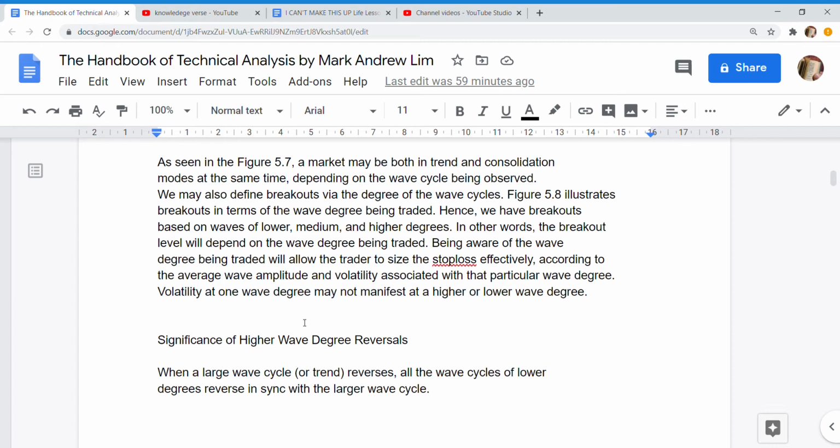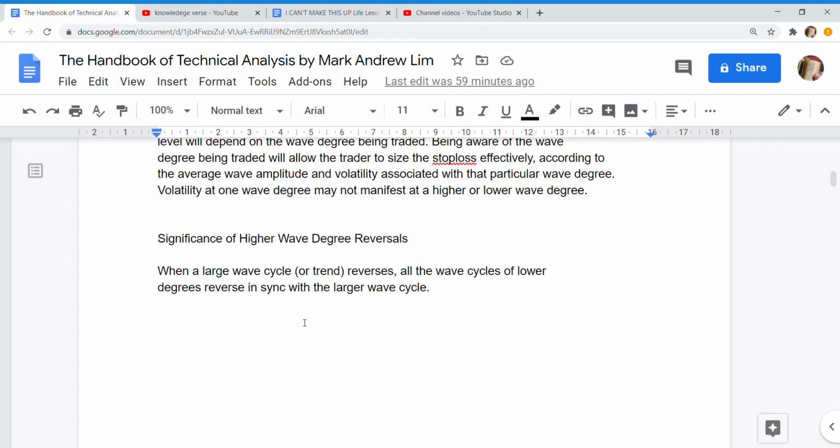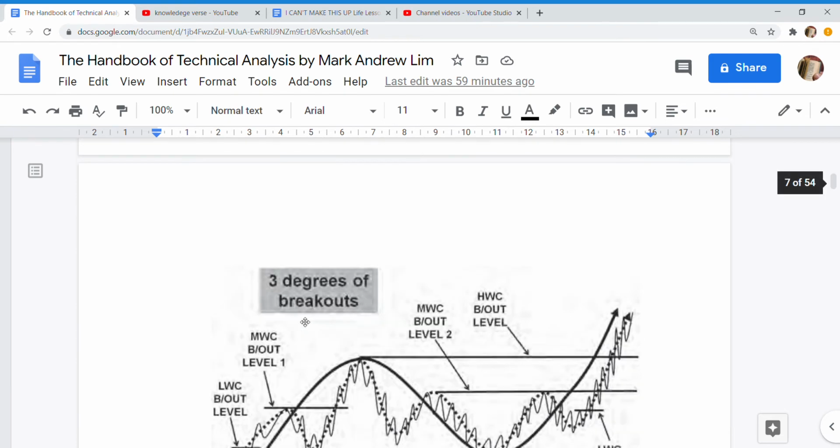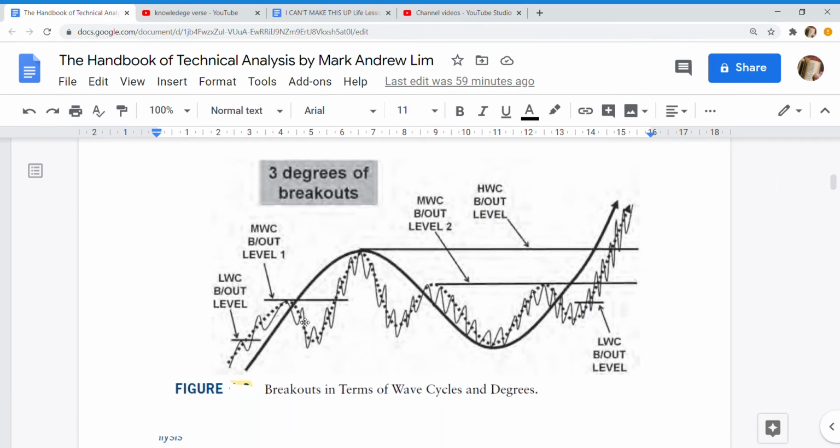Significance of higher wave degree reversals. When a large wave cycle or trend reverses, all the wave cycles of lower degrees reverse in sync with the larger wave cycle. Reversals, corrections, and retracements. Reversals and retracements imply a turnaround in prices.